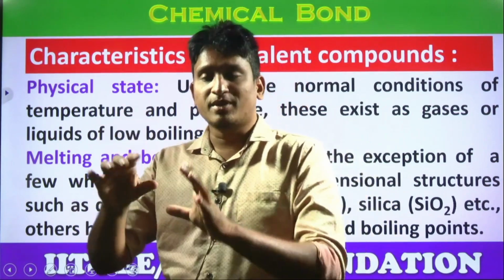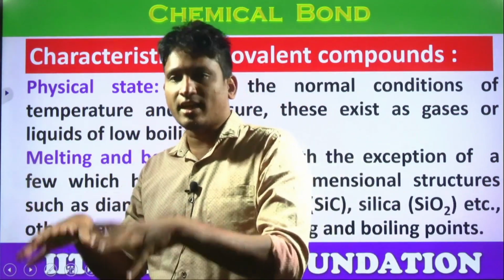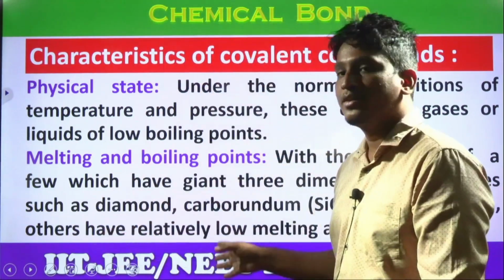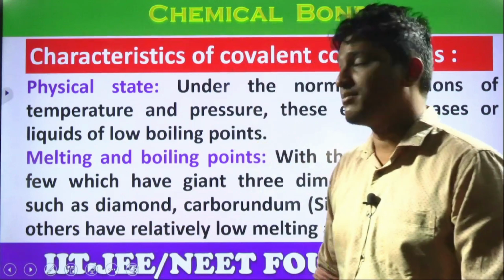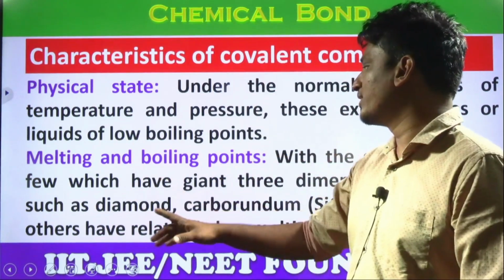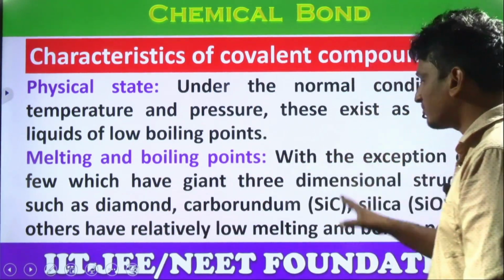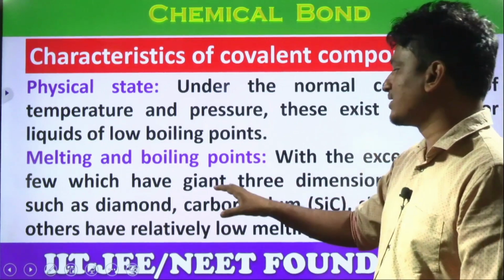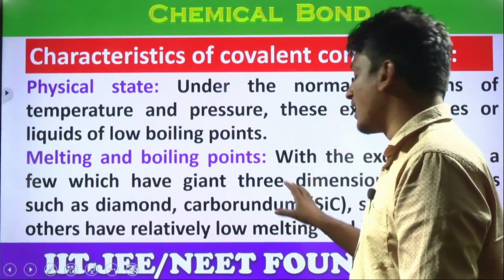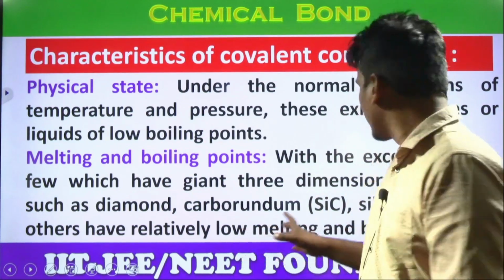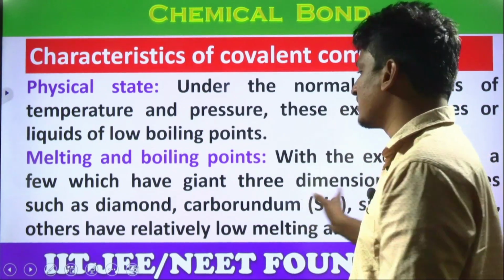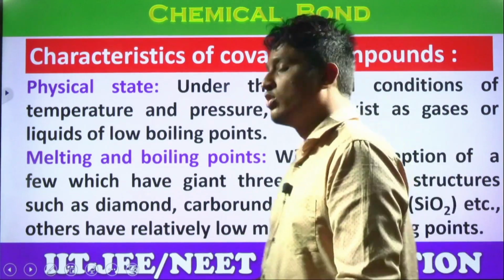So there is a perfect arrangement of crystal lattice here, and a lack of crystal lattice there. So these compounds have low melting and boiling points, but there are few exceptions. For example, diamond. With the exception of few which have a giant three-dimensional structure such as diamond and silicon carbide, carborundum, silicon dioxide, these are the common names, etc. Others have relatively low melting and boiling points.